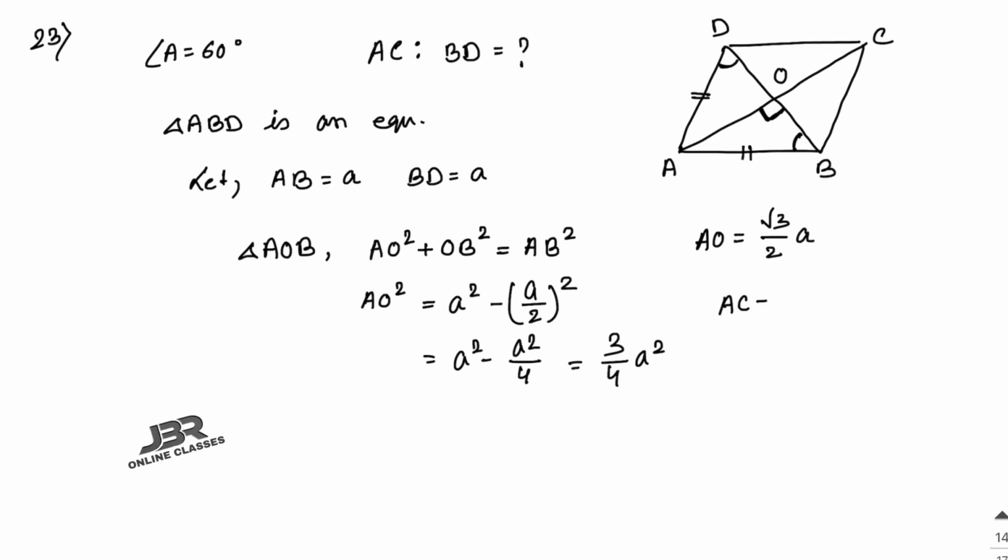So you can write AO equals root 3 by 2 A. And as AC equals 2 into AO, that equals root 3 A only. So AC is to BD, root 3 A is to A, that equals root 3 is to 1. That is your answer.